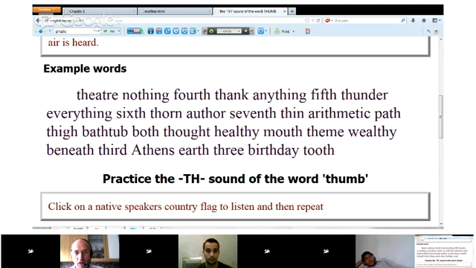Fourth. Thank. Anything. Fifth. Thunder. Everything. Sixth. Thorn. Author. Seventh. Then. Arithmetic. Path. Yeah, I heard a path.